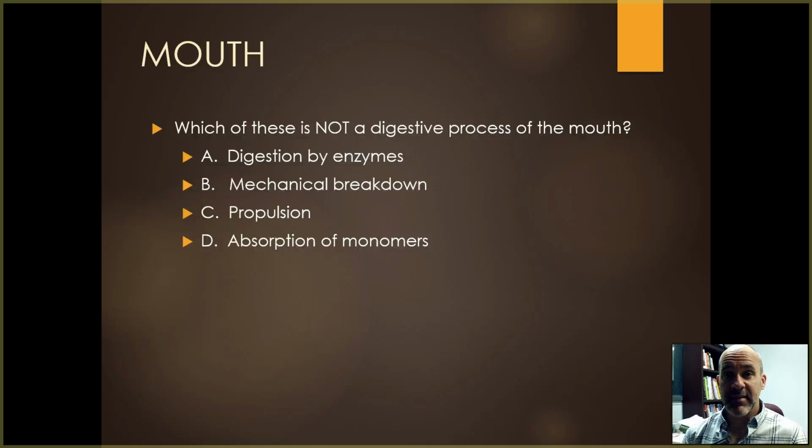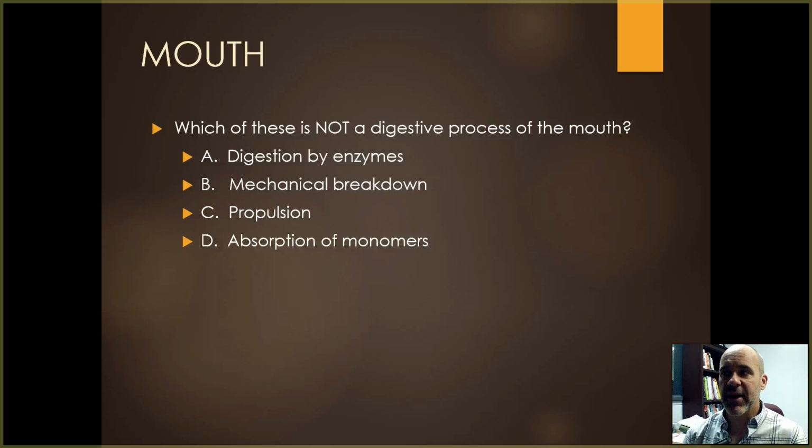A, digestion by enzymes. Yeah, we actually just talked about salivary amylase a little bit. That's an enzyme in your saliva that partially breaks down starches, and so that's going to start in the mouth as food gets mixed with saliva. Mechanical breakdown, chewing. Yeah, that's a type of mechanical breakdown. Propulsion. Yeah, when you swallow, that's an example of propulsion. You're propelling the food down the esophagus toward the stomach.